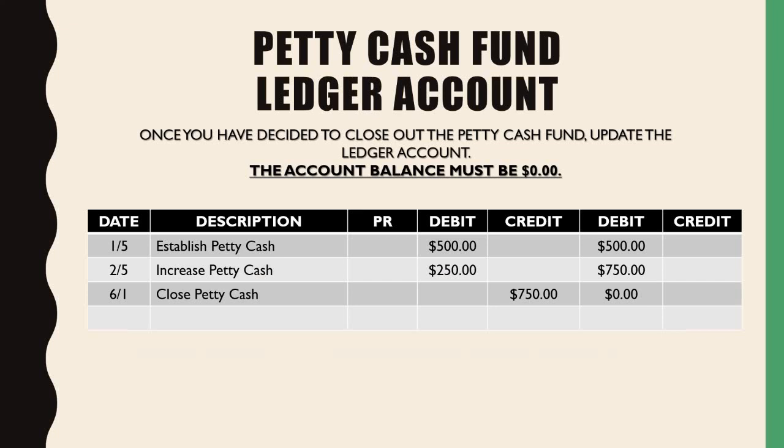And that's exactly what you're going to do in your ledger too, to represent that, hey, I started out with my petty cash drawer at $500. I increased by $250 to give me $750, and then I'm going to close out the whole thing by $750.